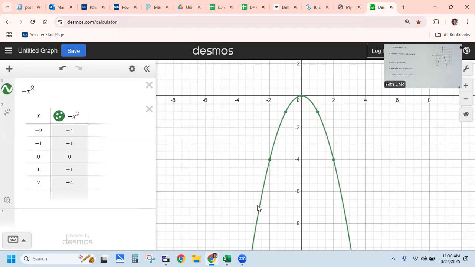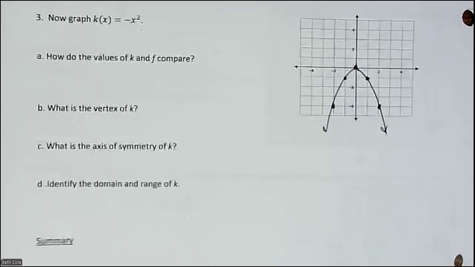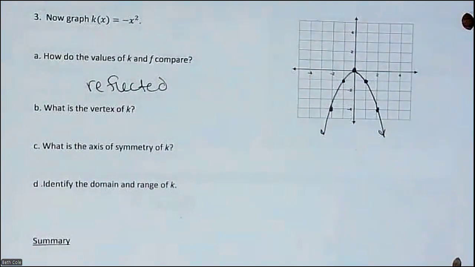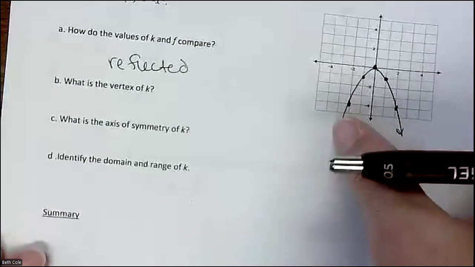It flipped. The mathematical word we use is reflected, but if you wrote flipped, I wouldn't mark it wrong. It's going to look like that. So how do the graphs compare? It is reflected, or upside down. If you wrote flipped, I would take that, but the correct vocabulary is that it is a reflection. So let's summarize real quick.